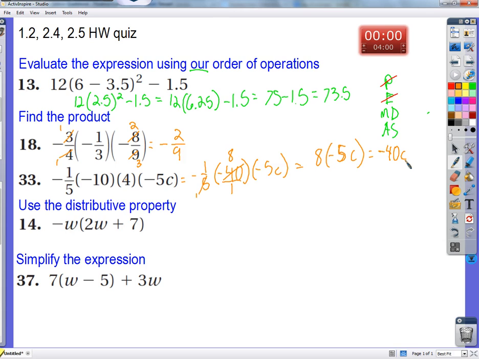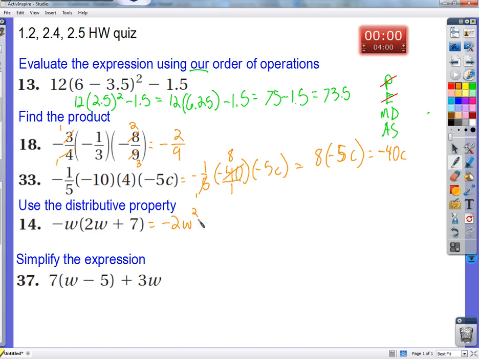Distributive property, what does that mean? What are we going to do in this problem that is the distributive property? Danielle? You're going to take negative W. Uh-huh. Take negative W. Multiply it by 2W and 7. Okay, so here we go. What do you get when you multiply negative W times positive 2W? To the second. Negative 2W to the second power.